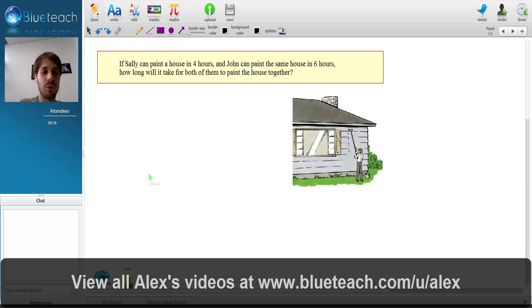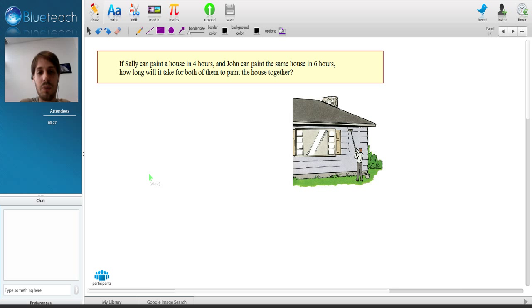In this short video, we'll be solving a math problem. So here's what it is. If Sally can paint a house in 4 hours, and John can paint the same house in 6 hours, how long will it take for both of them to paint the house together? Well, the key to solving this problem is really to put it in an equation.